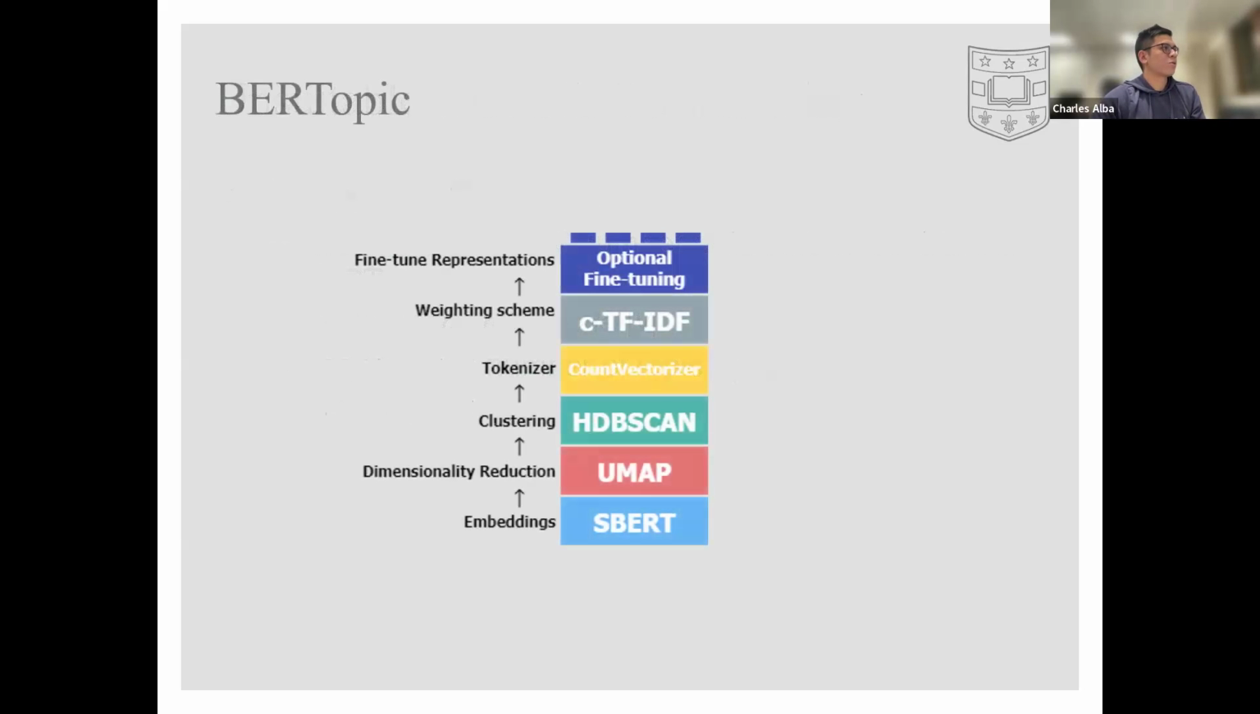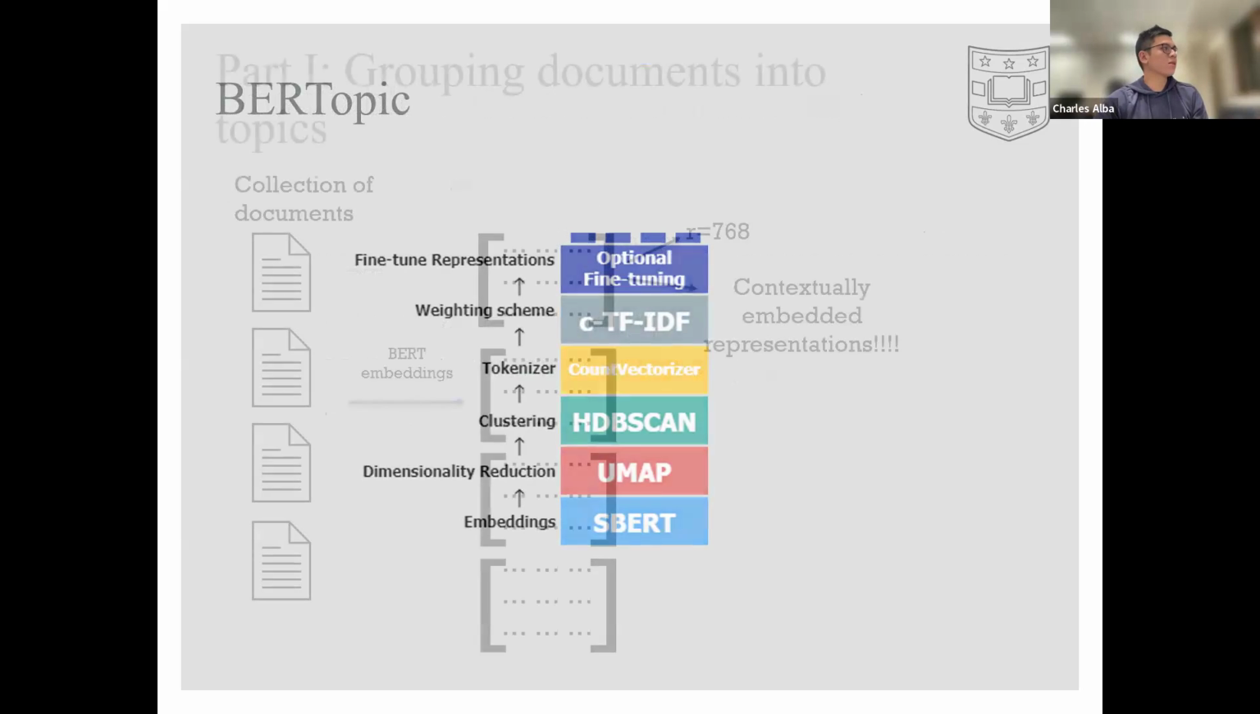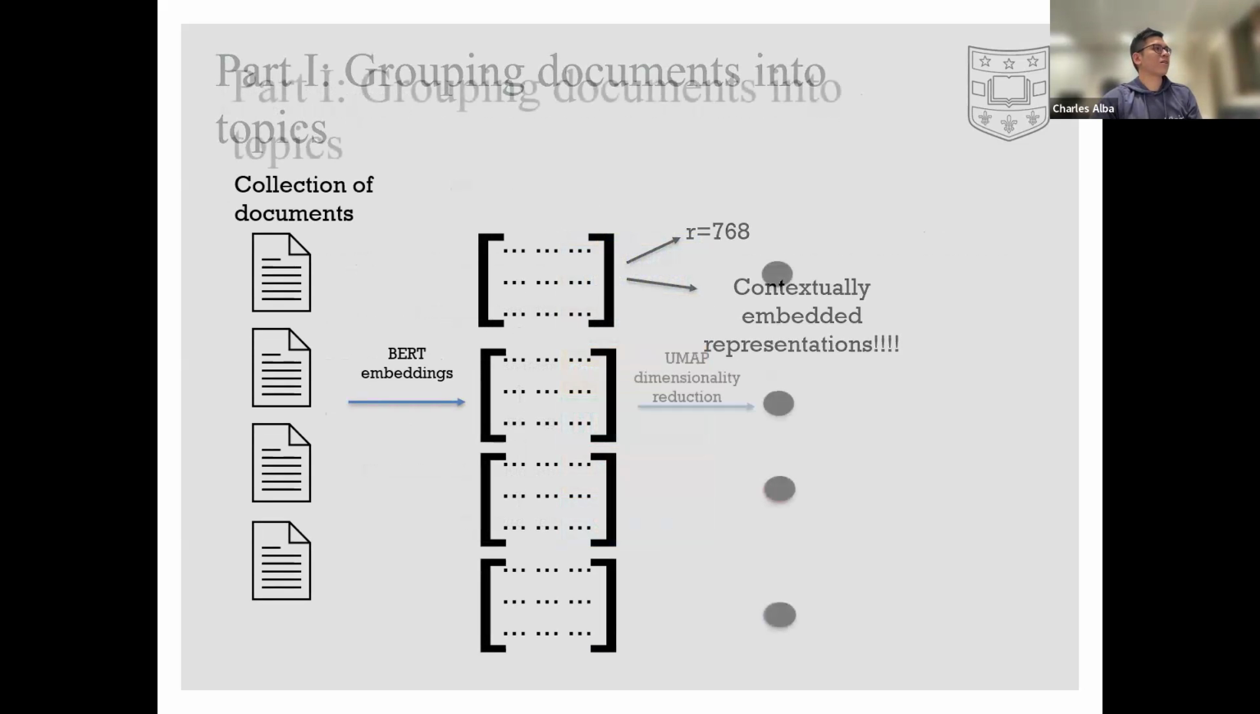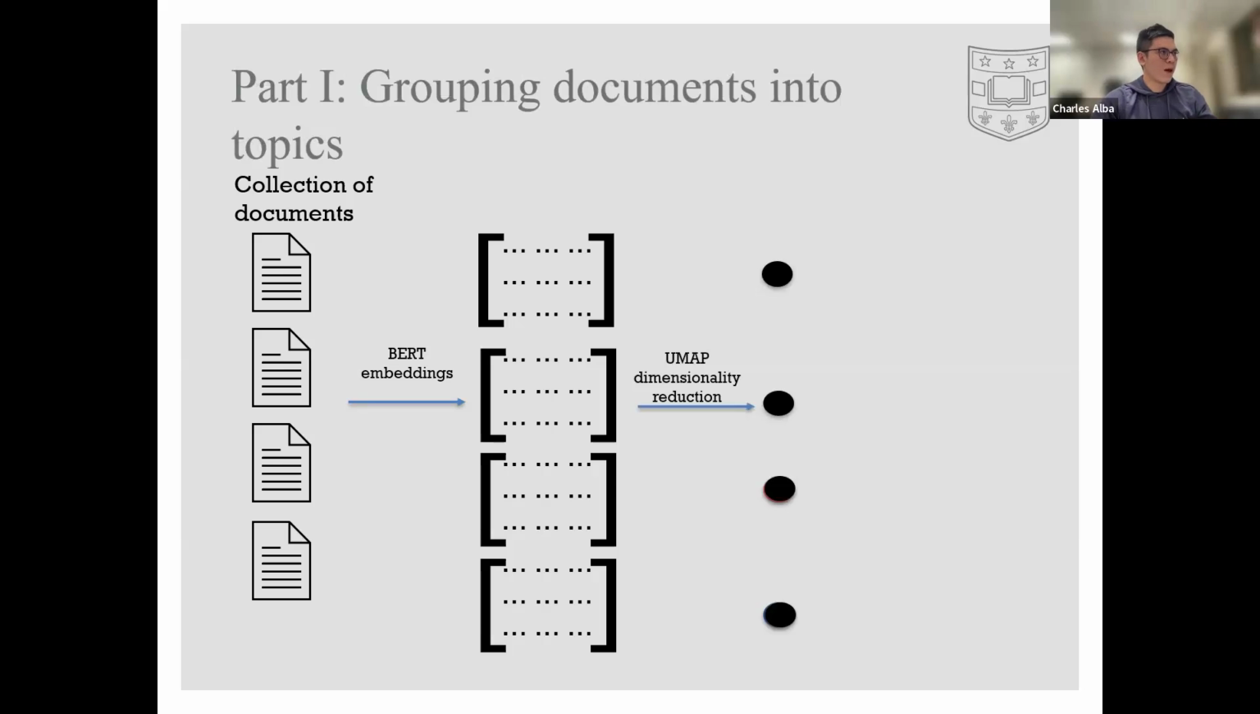So the first thing I'd like to present is BERTopic, and I'll go through each of these steps one at a time. Firstly, you have a collection of documents. You pass them into BERT, you get the contextual embedded representations. So far, so good? Anyone? All right. And then now use UMAP dimensionality reduction.